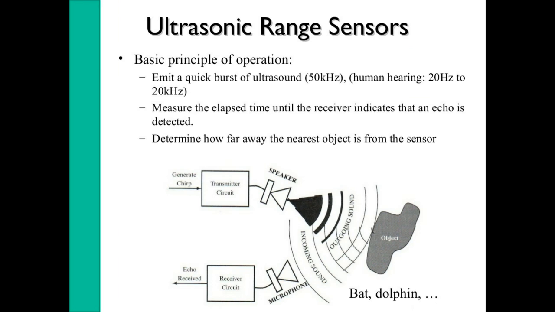This diagram shows briefly the ultrasonic range sensor. The transmitter transmits the sound and it hits the object or obstacle, and that is received by the receiver. And with the time and the speed, the range is found out.